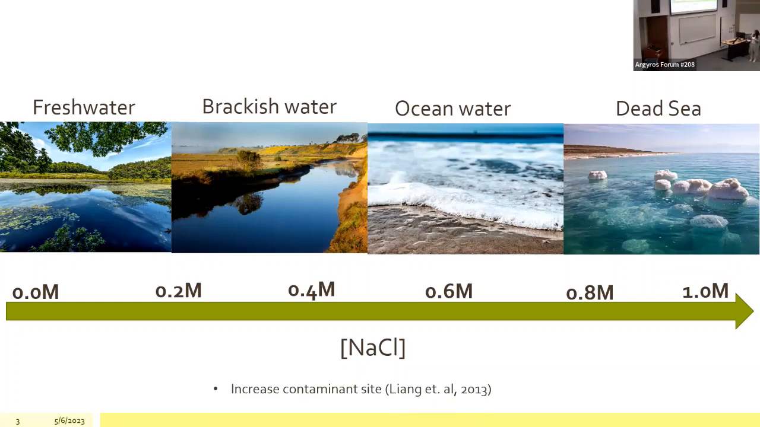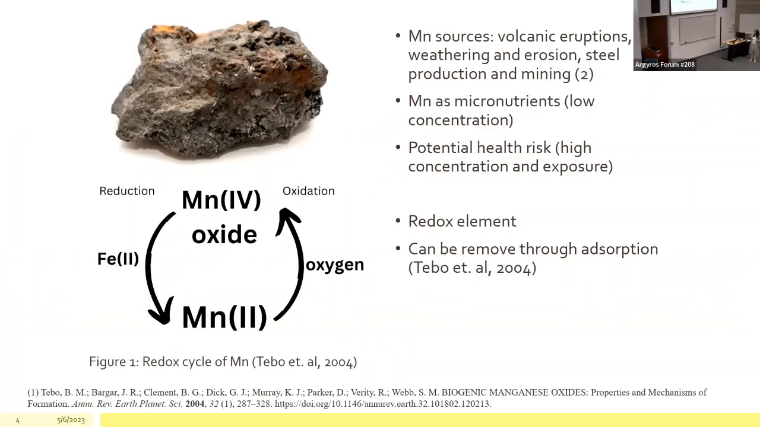And even though salinity is important for our biological ecosystem, it also increases the contaminant risk of trace metal contaminants. And one of those is actually manganese. Manganese is a naturally occurring element. It comes from volcanic eruptions and weather erosion happening naturally. But recently, steel production and mining also contributed to the amount of manganese added into our environment.